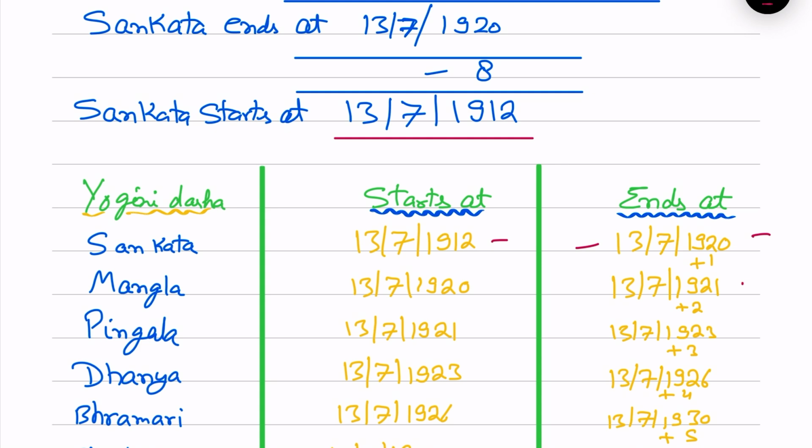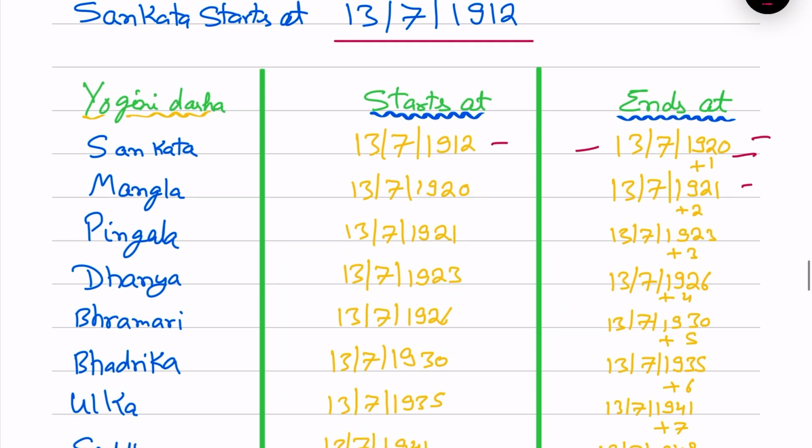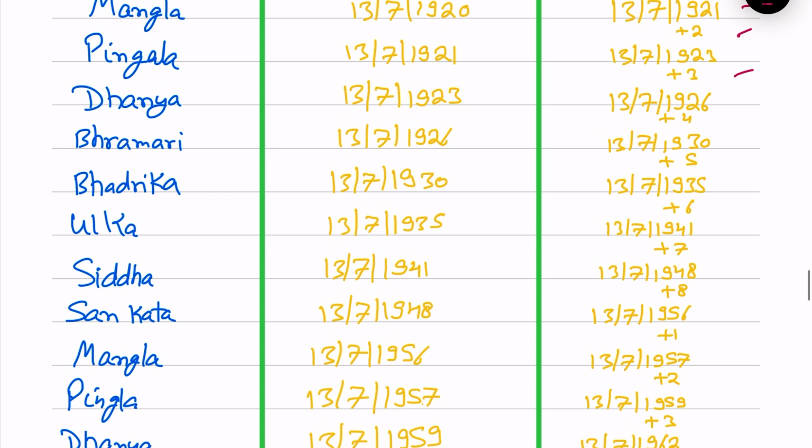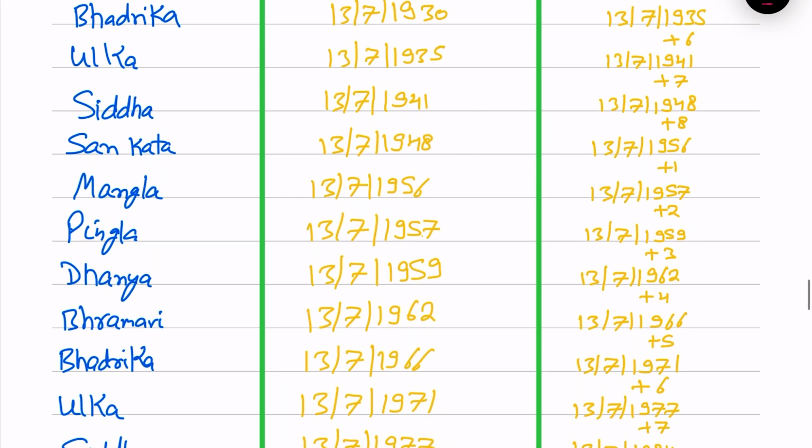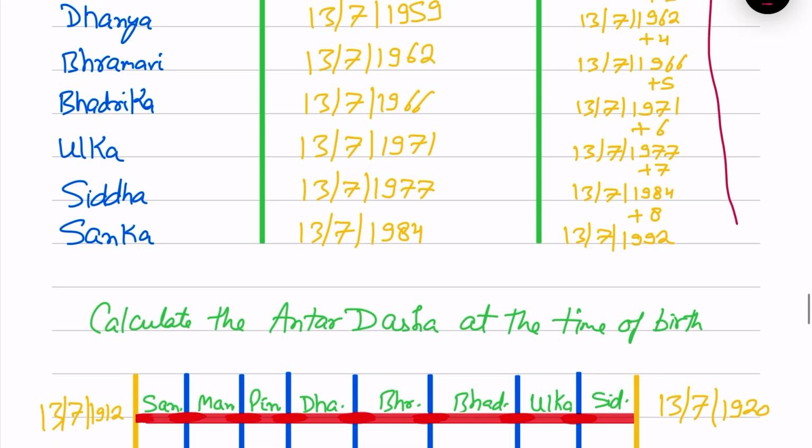Mangala, so we'll add 1 year into it. So the start date will be this and the end date will be plus 1. Similarly, we added 2 for Pingla, 3 for Dhania, and so on. So we did this calculation. And since it is a cyclic one, for tracing the event we did the cycling till 1912. You can do this calculation easily. We just add the years and we get the dates.